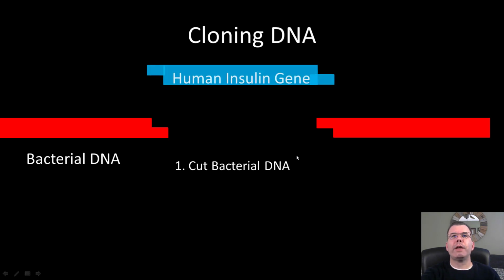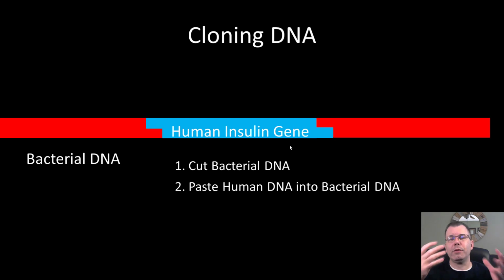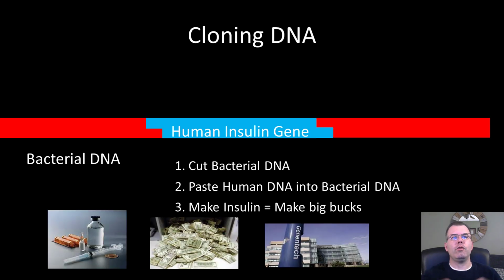Then we'll take the human insulin gene and glue it into the bacterial pieces, just like so. Remember, you have those sticky ends, now you can glue them back together. We pop that into E. coli, and then we let our E. coli turn into little factories, and they pump out this protein, which we can purify out of the E. coli very easily. And then what happens is you make insulin.